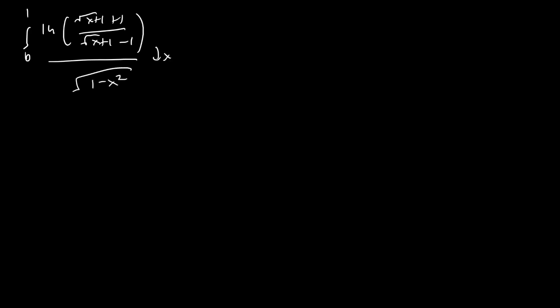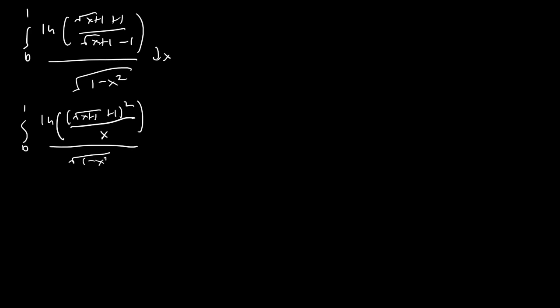So the first thing we're going to do is we're going to multiply by the conjugate inside. So we're going to multiply by square root x plus 1 on the top and bottom. So we're going to end up with the integral from 0 to 1 of natural log of square root x plus 1 squared over, and once we multiply all that out, we're just going to get x over square root 1 minus x squared dx.